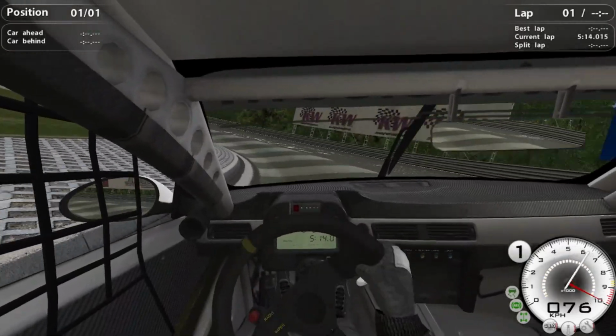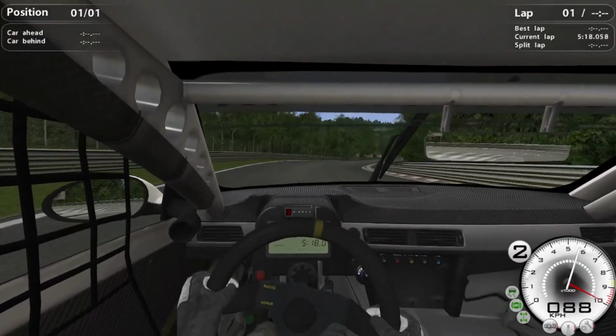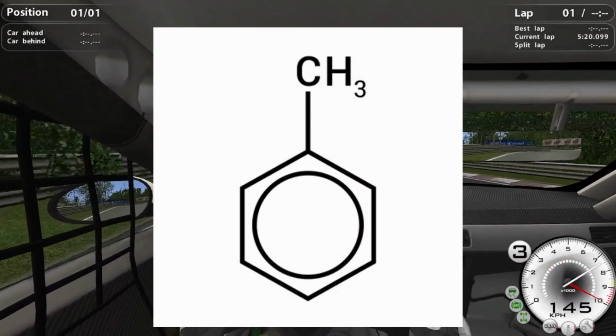But if the benzene is the main ring, it's going to be the parent name, and then any branches to it, you're going to add the alkyl group, like methylbenzene, for example.